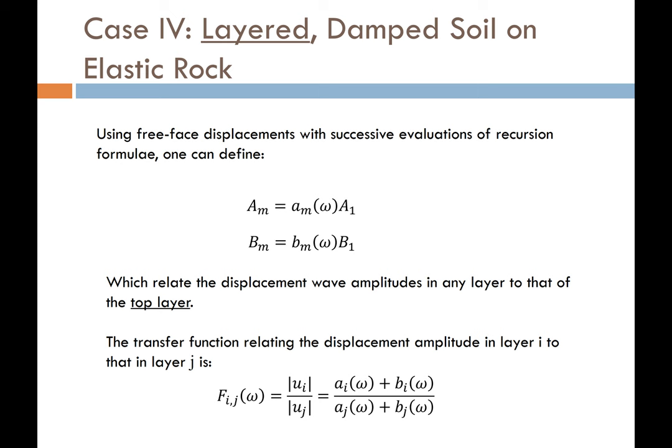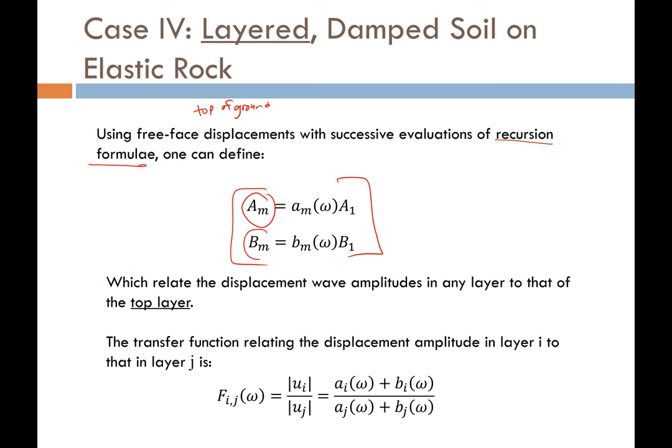if we take the free face displacements at the very top of our ground, with successive evaluations of the recursion formulae that we just derived, we can define these two equations right here. These equations are going to relate the displacement wave amplitudes, these A and B, in any layer to that of the top layer, which is what we're really interested in. So here are the amplitudes at the very top of the ground, and we can relate them back to the amplitudes at any other layer in our soil profile using those recursion formulae.